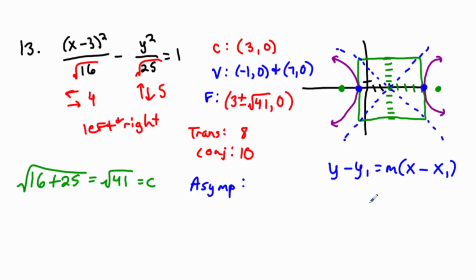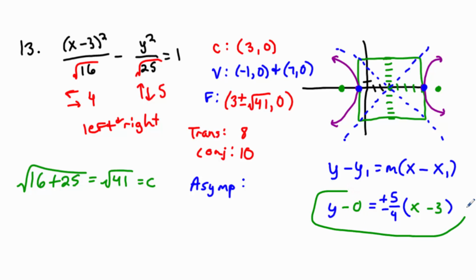And so what happens is our two slopes are positive and negative 5/4. If I want to make this easy on myself, I pick the point that both of them go through, and I can leave it written in this point-slope formula with plus and minus 5/4. The point they have in common is the center point, so that'd be y minus 0, and then in my parentheses, x minus 3. And I can leave it like this. I don't have to solve this for y.